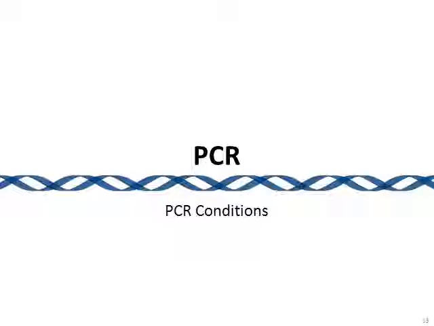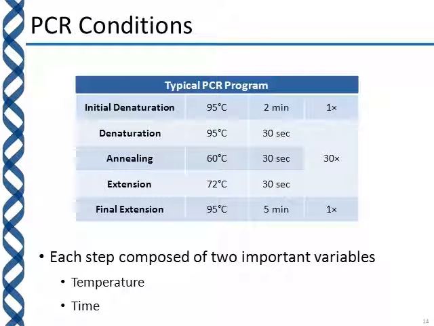So I mentioned the 3 different parts of the PCR cycle: denaturation, annealing, and extension. There are different PCR conditions that are involved in each of those steps, and these PCR conditions can determine whether a PCR is successful or not. So I alluded to some of these conditions in the animated slide of PCR, but let's take a closer look at them now.